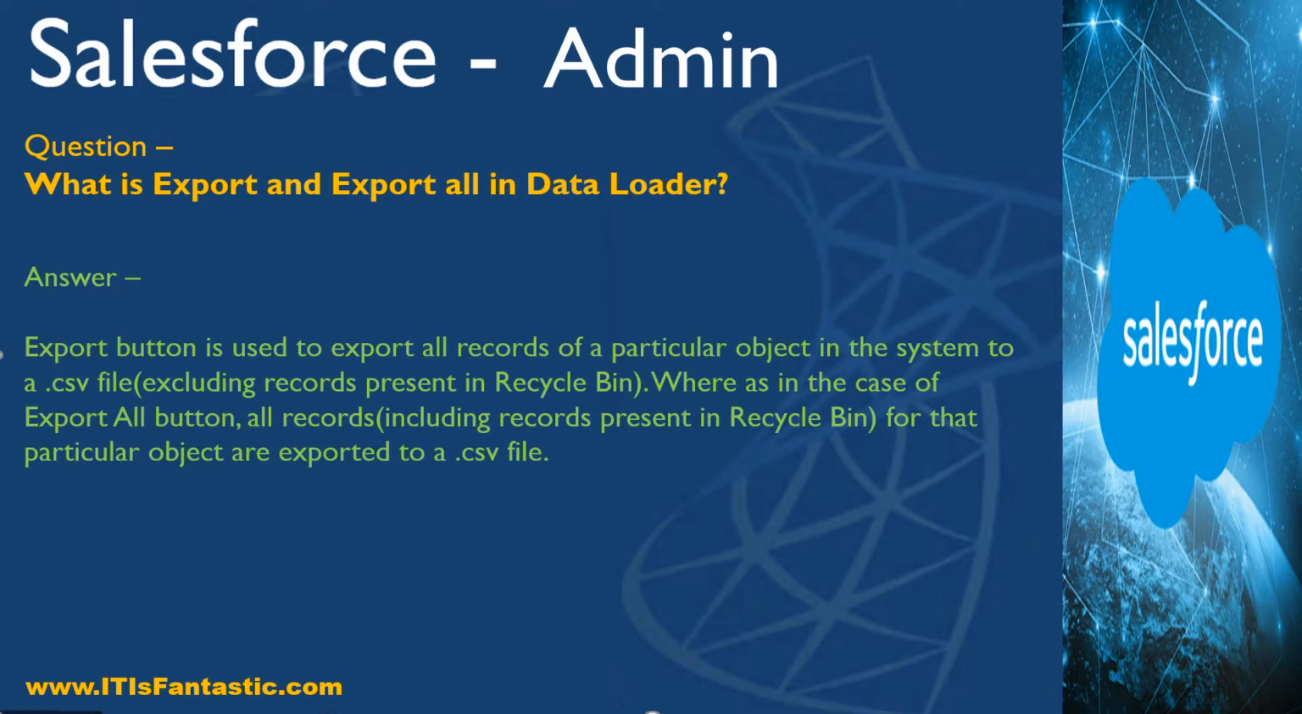What is export and export all in Data Loader? The export button is used to export all records of a particular object in the system to a CSV, excluding records present in the recycle bin, whereas in the case of the export all button, all records, including records present in the recycle bin for that particular object, are exported to a CSV file.